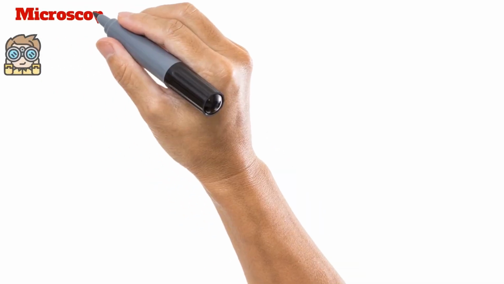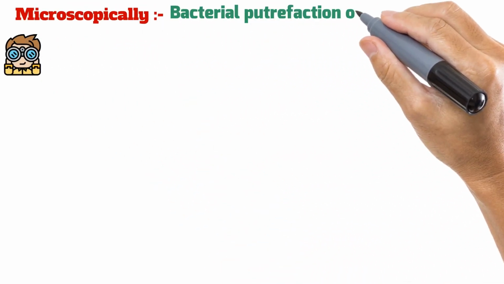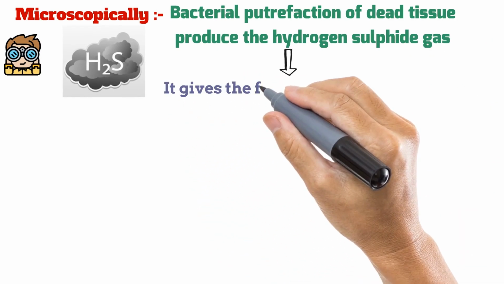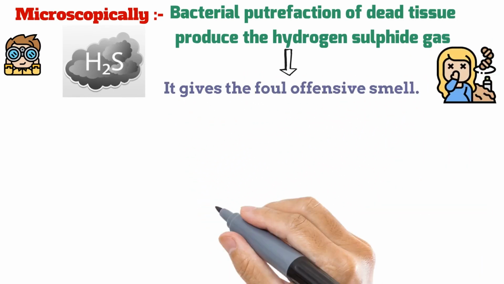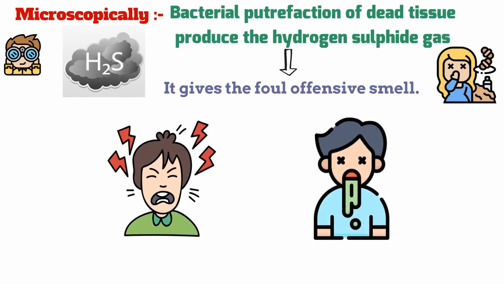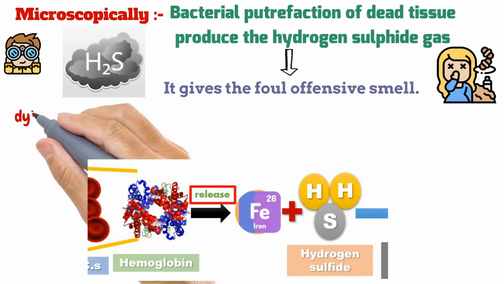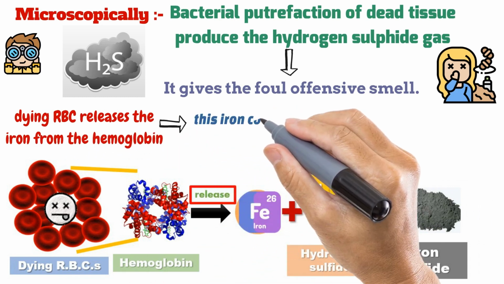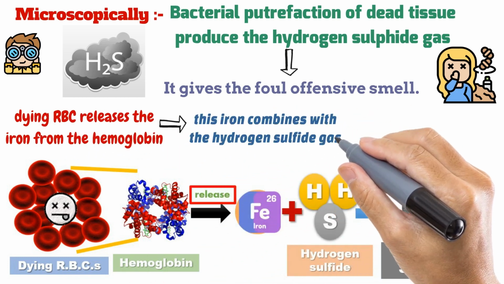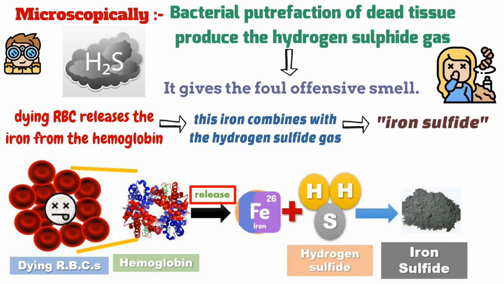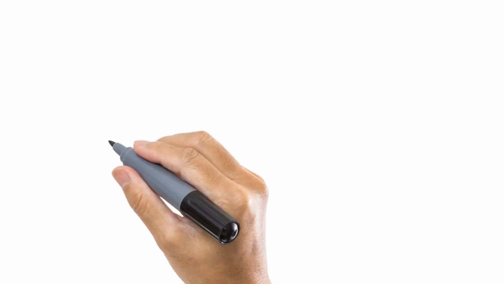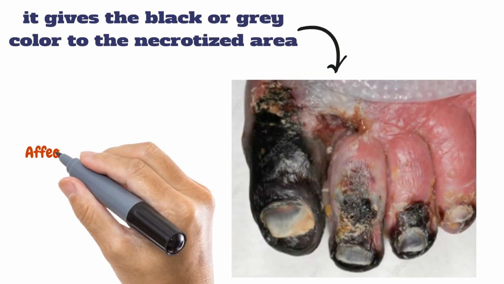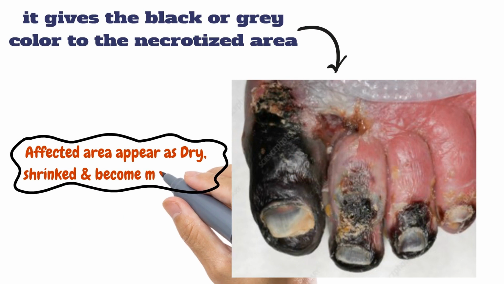Let's see it microscopically. Bacterial putrefaction of the dead tissue produces hydrogen sulfide gas, and it gives a foul, offensive smell. Oh man, it is so disgusting. And the dying RBCs release iron from the hemoglobin, and this iron combines with the hydrogen sulfide gas and produces iron sulfide, which is a black pigment, and it gives the black or grey color to the necrotized area. The affected area appears dry, shrunken, and mummified.